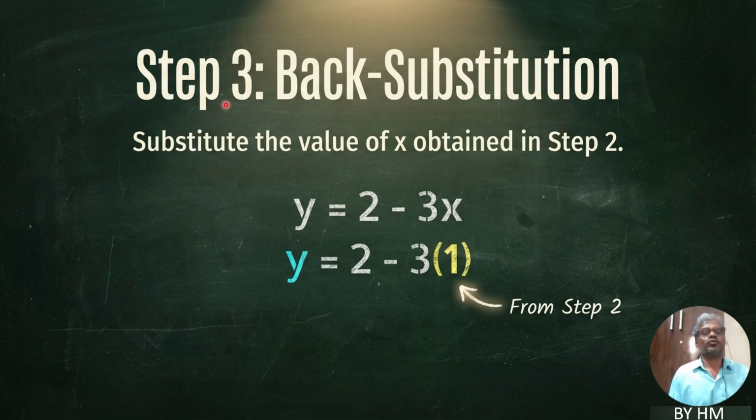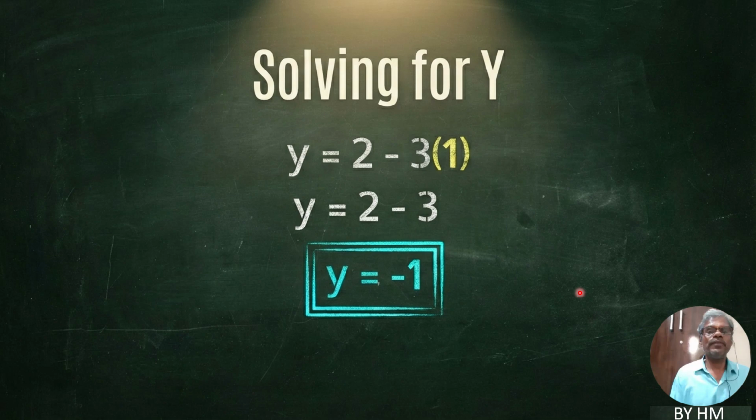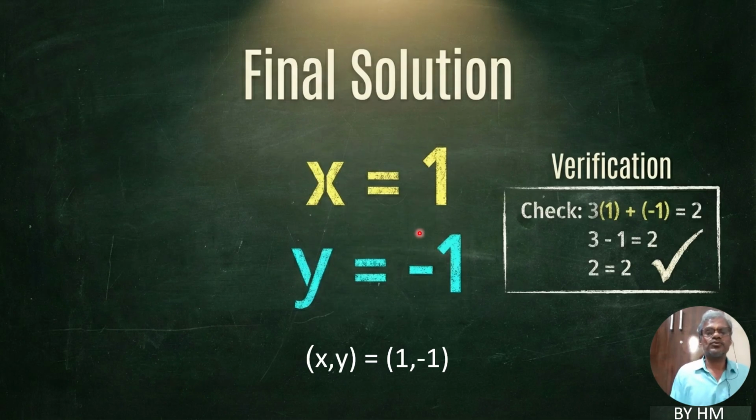Now we come to step 3, that is the back substitution. Substitute the value of x obtained in step 2 in the equation y is equal to 2 minus 3x, which gives y is equal to 2 minus 3 into 1. Solving, we get y is equal to 2 minus 3. Finally, y is equal to minus 1. We get the final solution as x is equal to 1, y is equal to minus 1. We can write it as (x, y) is equal to (1, minus 1).